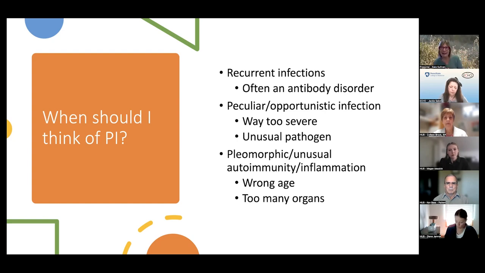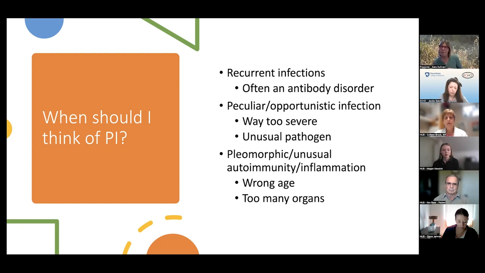And then the last bullet is another tricky one. So pleomorphic or unusual autoimmunity or inflammation. What do I mean by unusual? That's not a very easy concept, but the wrong age is probably the easiest way to think about unusual. So people get lupus, people get inflammatory bowel disease, but generally teenagers and adults. If you see an infant with IBD, if you see an infant with lupus, that's just, again, it's too out there. It's not on the normal spectrum of the disease as we understand it.